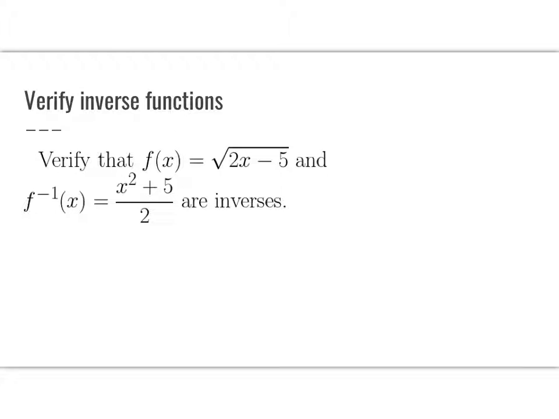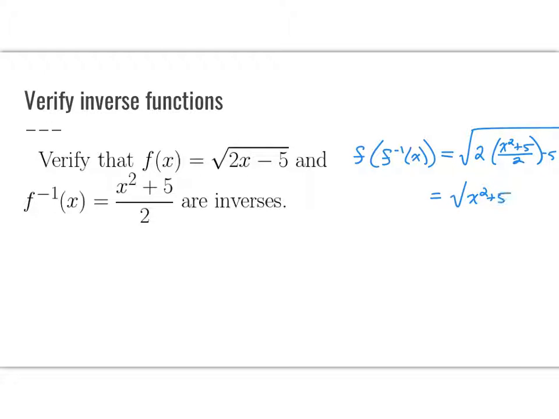So it's the same deal here. Here I'll stick with this notation of f inverse, just because we can. So f of f inverse would be the square root of 2 times x squared plus 5 over 2 minus 5. So that's going to be the square root of x squared plus 5 minus 5, which is the square root of x squared, which we can just say is x. Really should be the absolute value of x, but it's x.